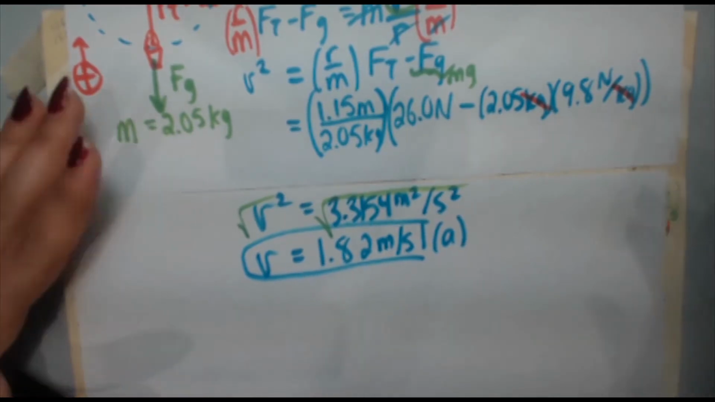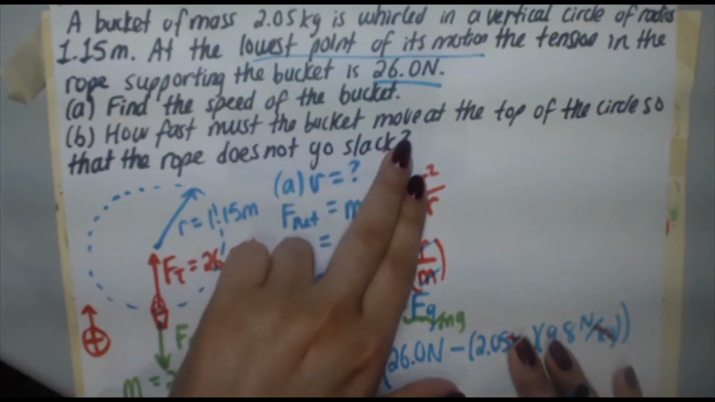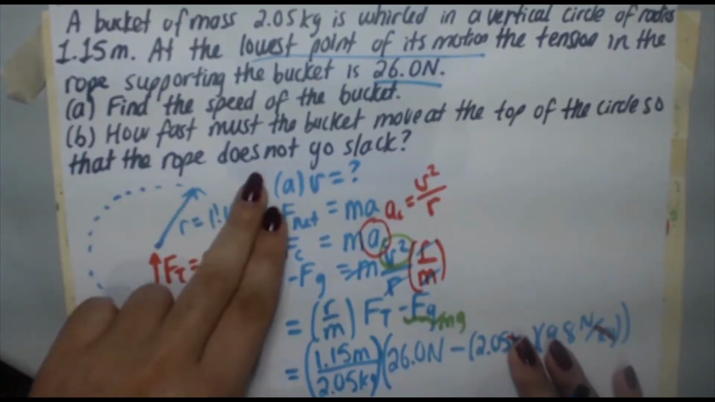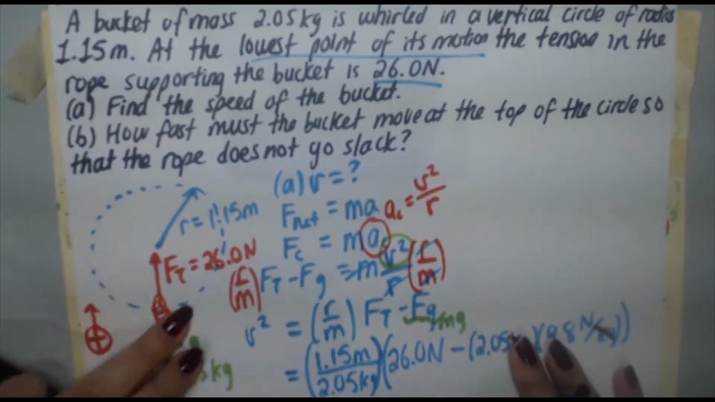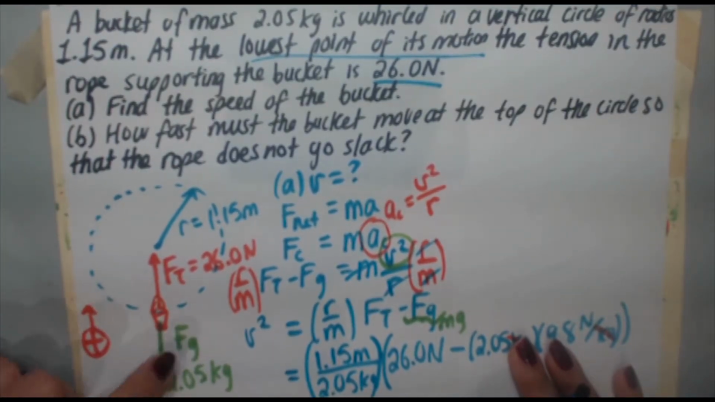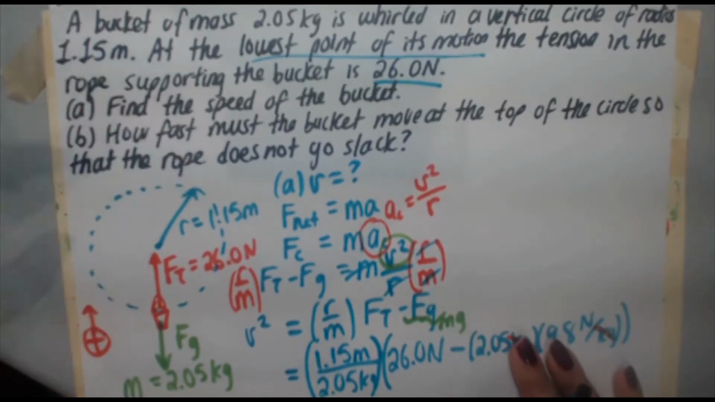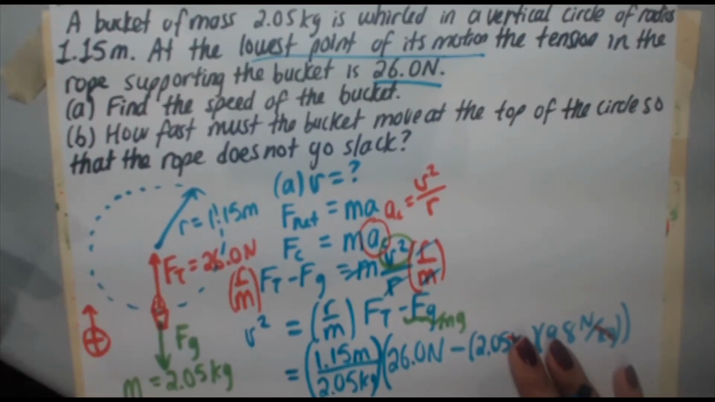Okay, so now we're going to try part B. Remember, part B says, how fast must the bucket move at the top of the circle so that the rope does not go slack? Now while there are a lot of things in this question that are constant at any point in the circle, such as the speed, the mass, the force of gravity, the radius of the circle, there are some things that change as the bucket makes its way around. That is the force of tension.